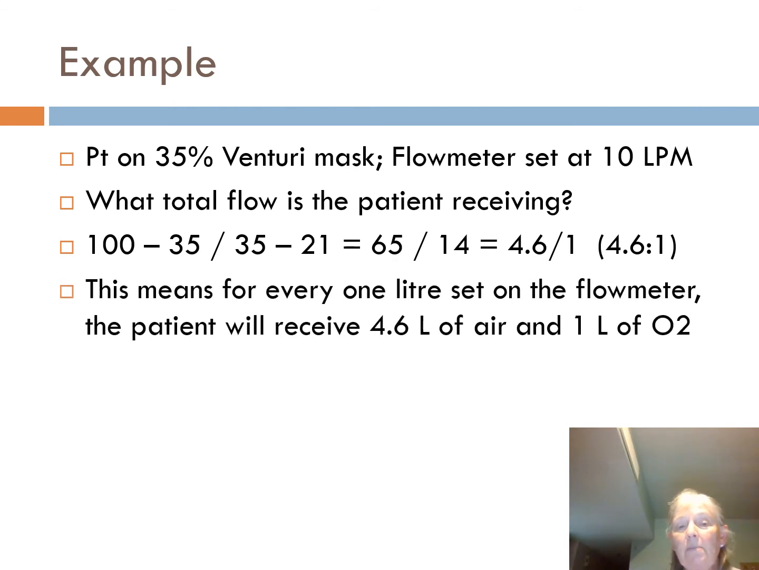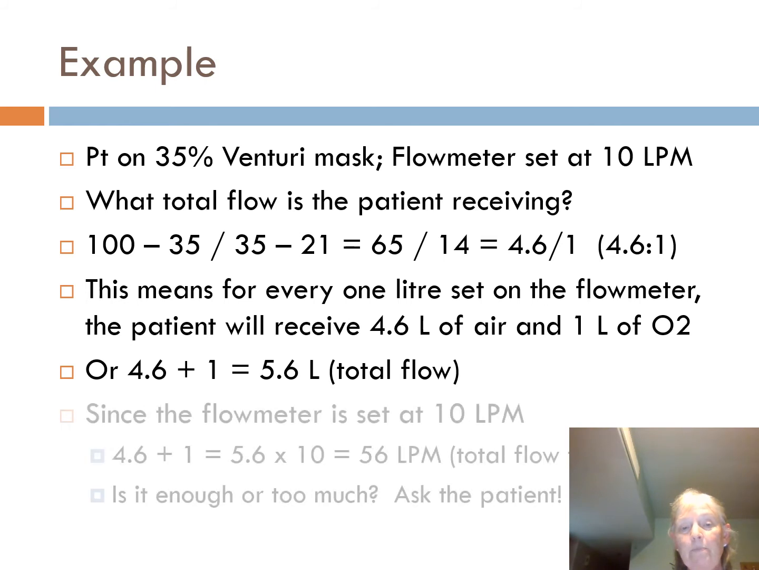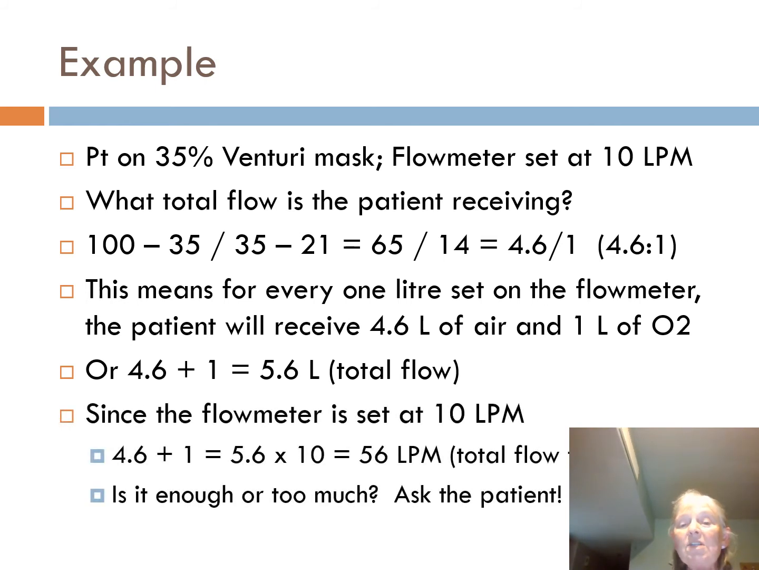So there you see it. Every liter set on the flow meter, the patient receives 4.6 liters of air and 1 liter of oxygen. And there you can add it together, okay? So the flow meter is set at 10 liters, okay, yay. So if I go 4.6 plus 1, there's my 5.6, but I've got 10 liters on that flow meter. 10 times 5.6 is 56 liters per minute. That's the total flow going to the patient, okay?